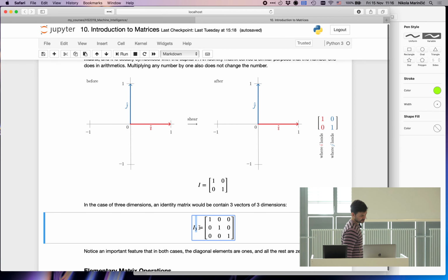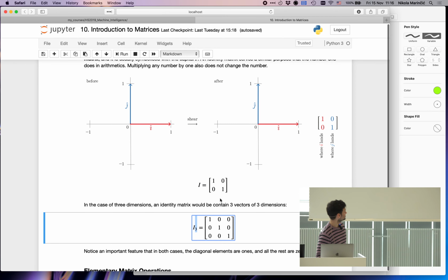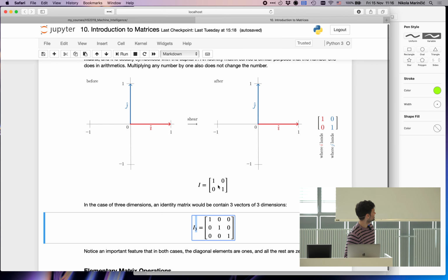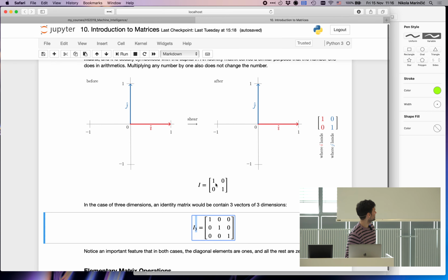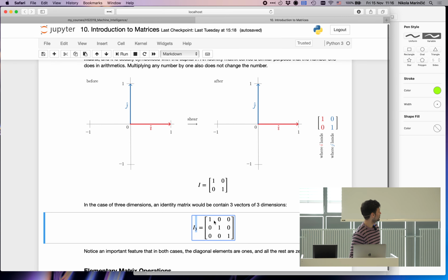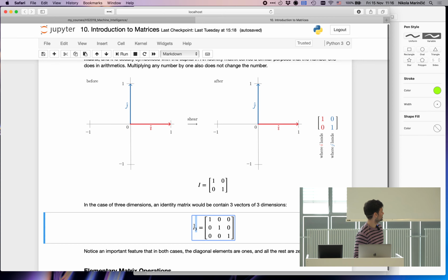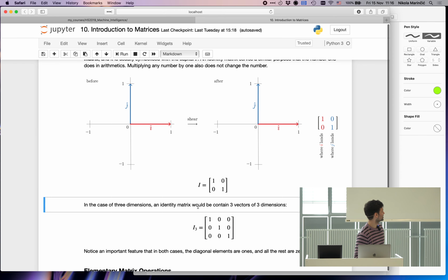An interesting pattern to observe here is that the ones are on the diagonal and all the rest of the elements are zeros. So this is how this identity matrix looks like.